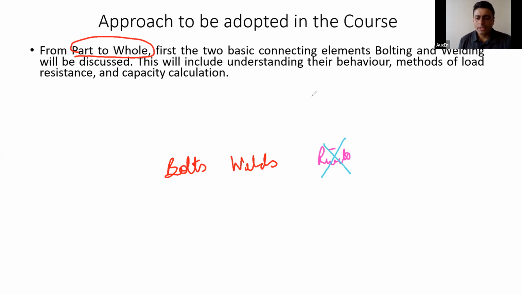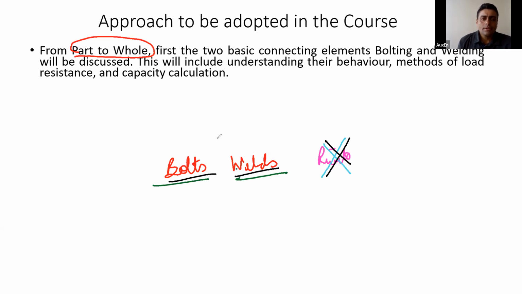You only have bolts and rivets. So we will start by understanding the bolts and rivets. Sorry, what am I saying? Rivets are no longer used. They are only used in the textbooks. The two connecting elements that we will be discussing will be bolts and welds.